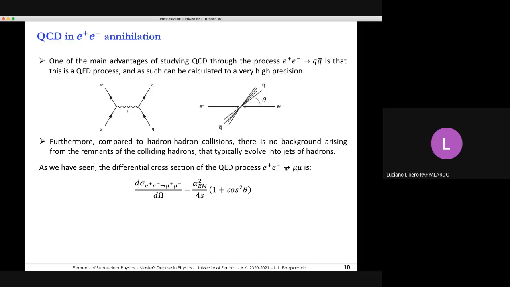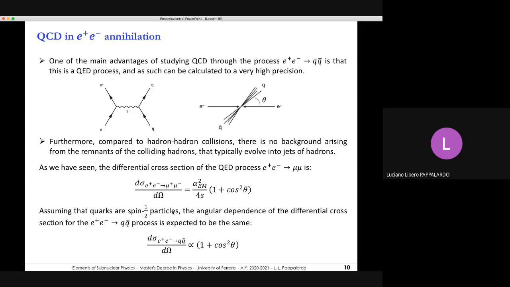We've derived in the QED chapter the differential cross-section for e+e- into mu plus mu minus, if you remember, and we obtained this angular dependence with the cos square of theta. Now, assuming that quarks are also spin 1/2 particles, like the muons, one expects that the angular dependence should be exactly the same for the e+e- into q-qbar process, if of course the angular momenta involved are the same, so the spins are the same. And this is indeed observed.